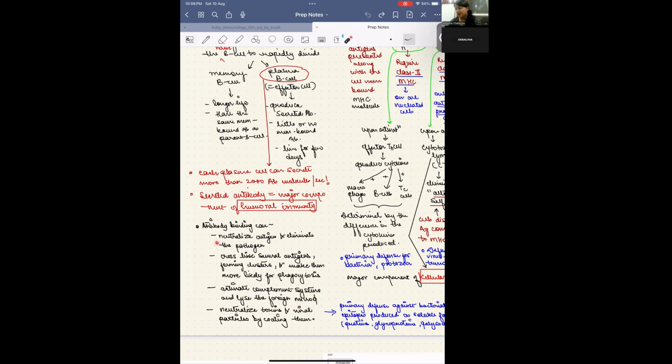Lastly, this part is pretty similar, wherein we were discussing that antibodies can neutralize the antigen, or they can also neutralize certain toxic molecules that are produced by the pathogen by coating them.